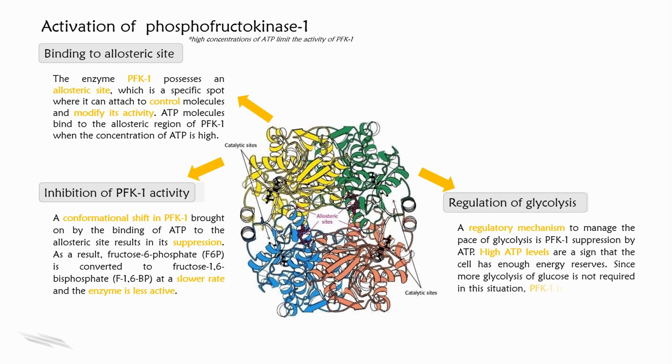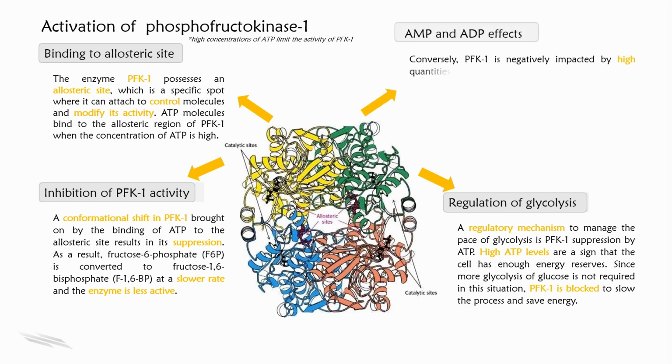High ATP levels are a sign that the cell has enough energy reserves. Since more glycolysis of glucose is not required in this situation, PFK1 is blocked to slow the process and save energy.